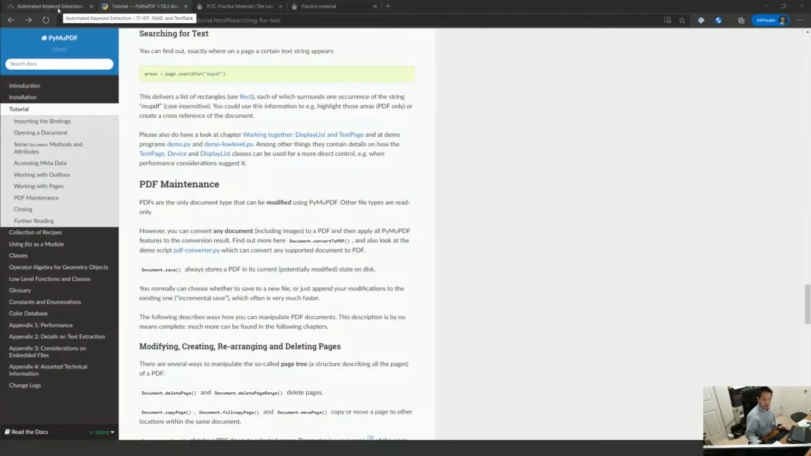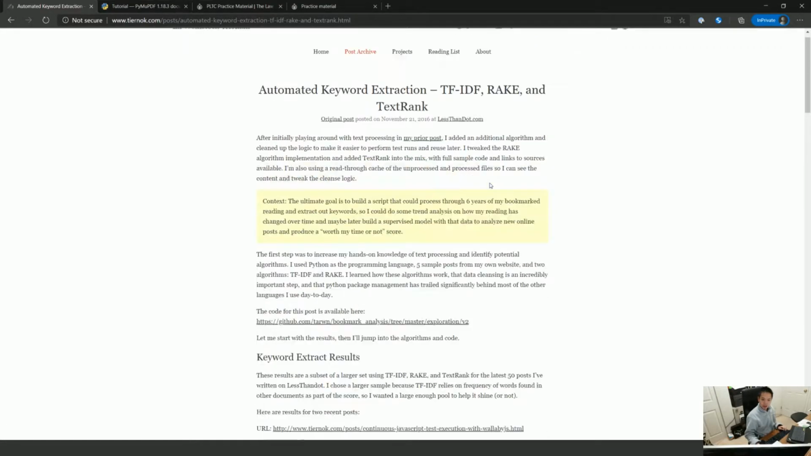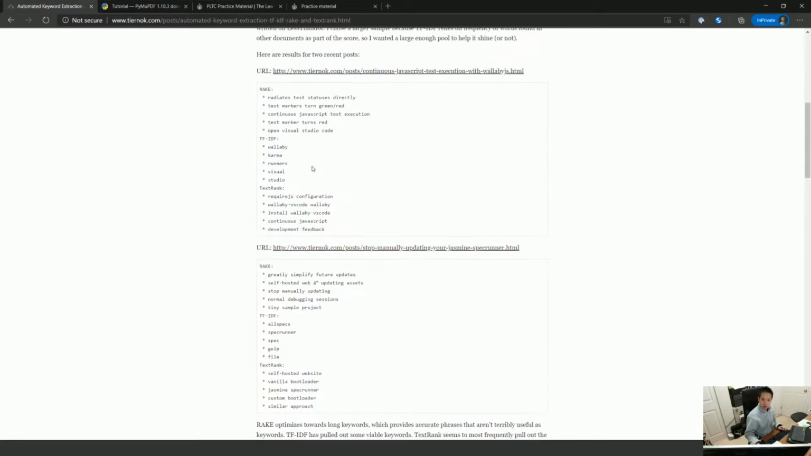Okay, so I did a very, very quick Googling session. I had this open already, so I think this is a pretty good post by lessthan.com, November 21st, 2016. It compares a couple of Python keyword extraction results. They went through a couple of different posts, and then they give you the examples here.